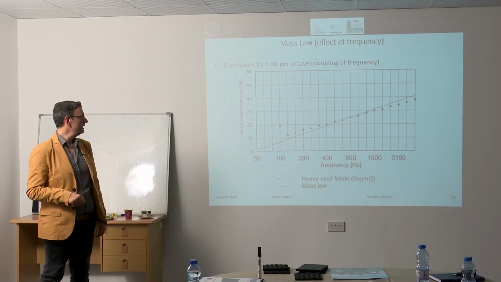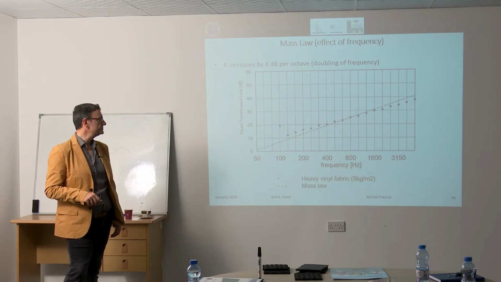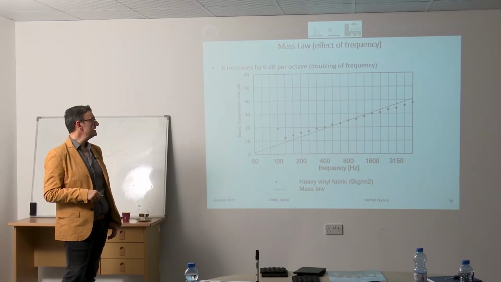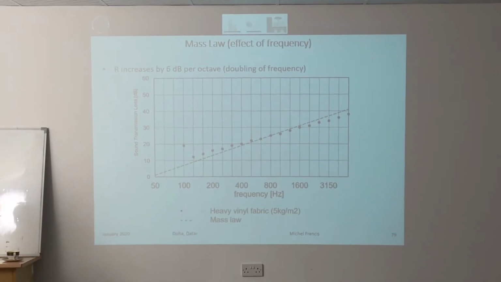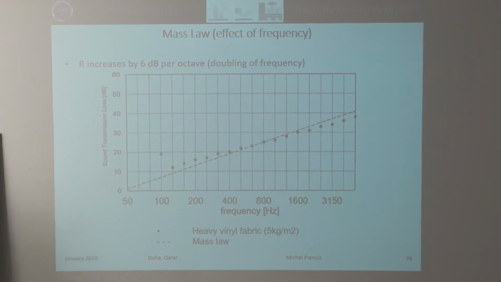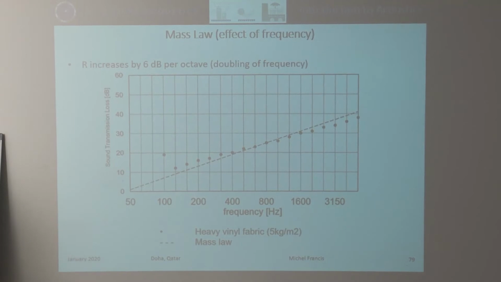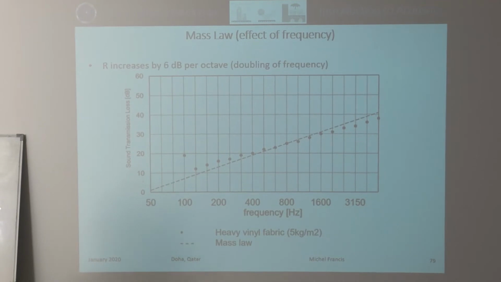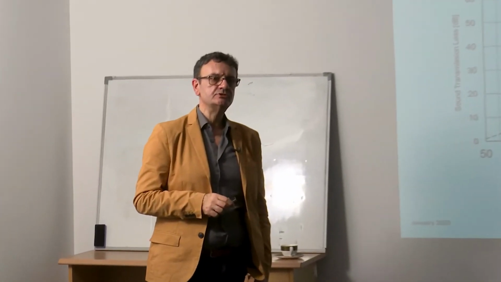So the mass law, and here you have an example of heavy vinyl fabric, which is 5 kilograms per meter square, constant. When you're doubling the frequency, more or less, except for this one, it's going to be linear, and it will follow this law more closely. These two things, so this one and this one, will tell us that we can use that law to a certain extent, more or less confidently, when we're talking about a single panel, and we know the mass of that single panel. All right? So you can find, as a rule of thumb, how much that panel is going to reduce the noise across it.